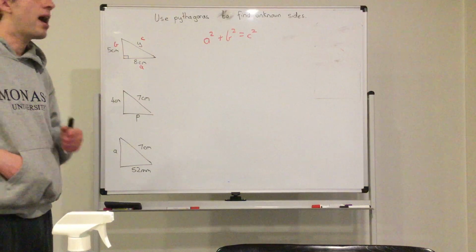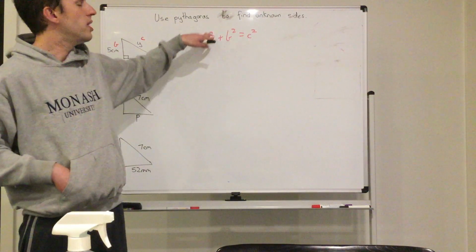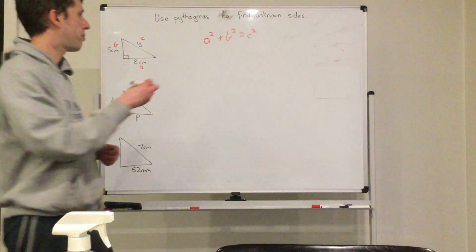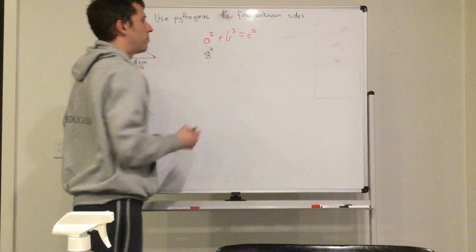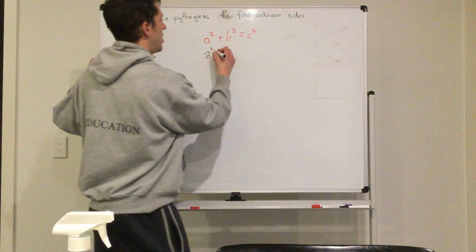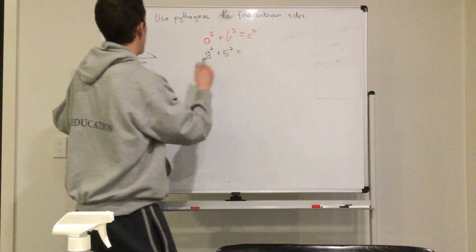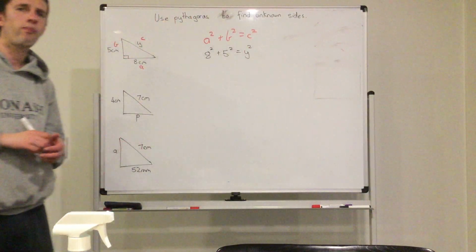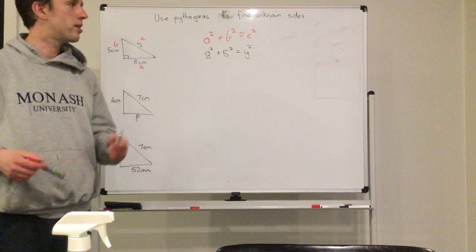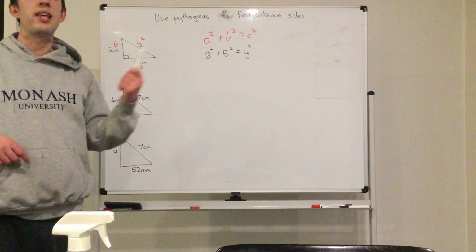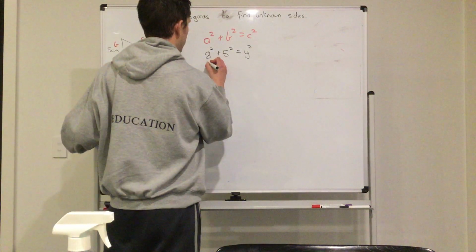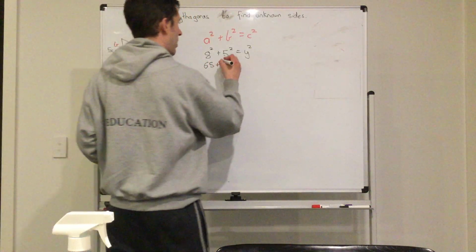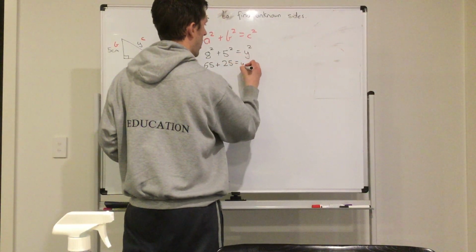Once you've labelled them, I would then encourage you to substitute the values into this equation. So I know A is 8, so 8 squared. I know B is 5, so plus 5 squared. And I know C is Y, Y squared. Now I can slowly solve this. 8 squared is 8 times 8 is 64. Plus 5 squared. 5 squared is 5 times 5, which is 25, equals Y squared.